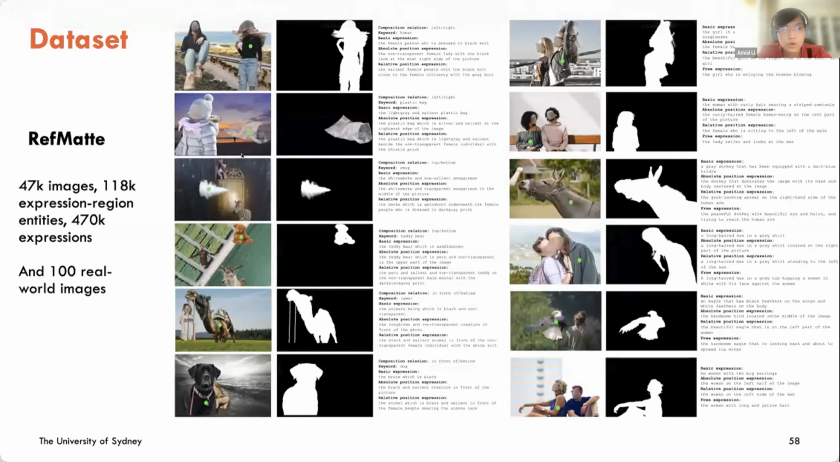If we have two people in the image and we only want to grab this woman out, we label the keyword as human, and we label the basic expression, like maybe the female person who is dressed in black knit.